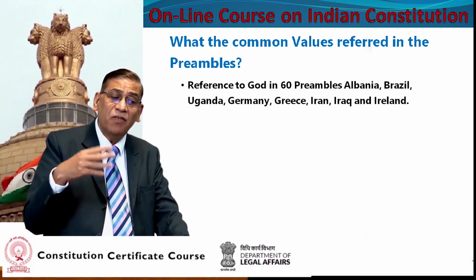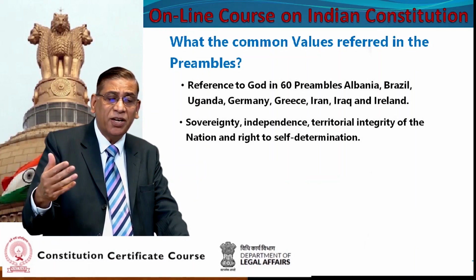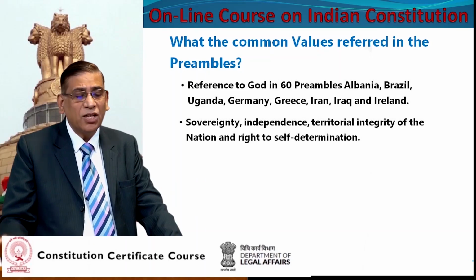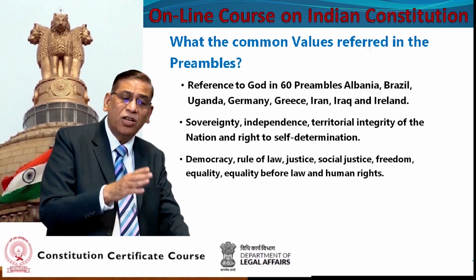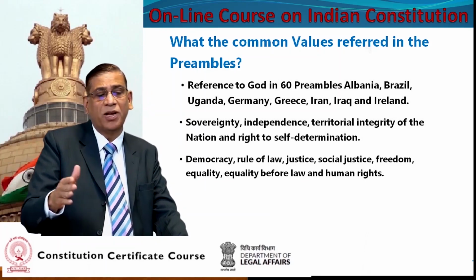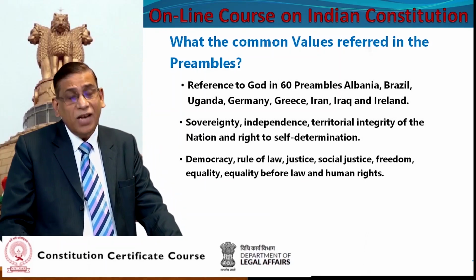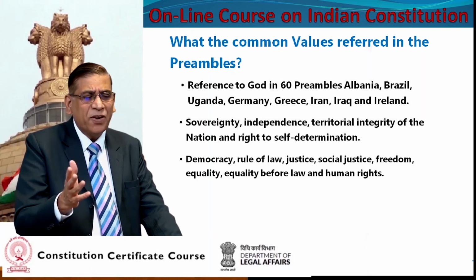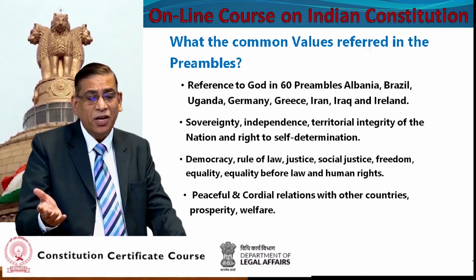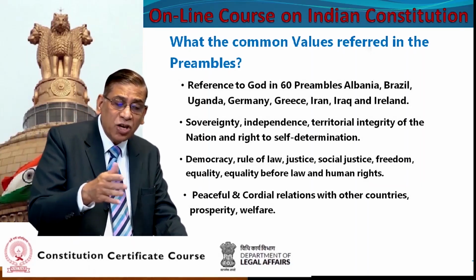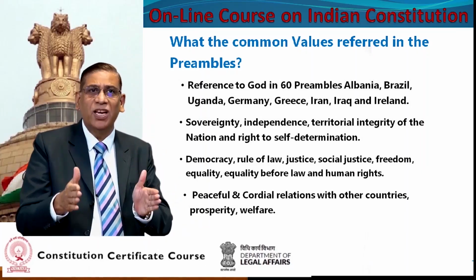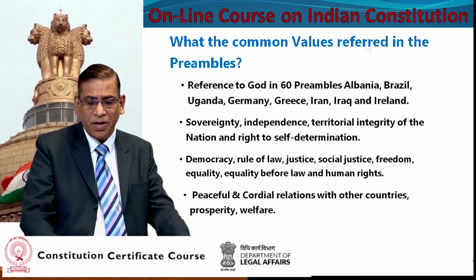Preambles also talk of sovereignty, independence, territorial integrity of the nation, and the right to self-determination. They also make a reference to democracy, rule of law, justice, social justice, freedom, equality, equality before law, and human rights. You will also find in preambles invariably reference to peaceful and cordial relations with other countries, prosperity, welfare, humanism, pluralism, protection of interest of minorities. So these are broadly the common values which are referred in the preambles of the world.